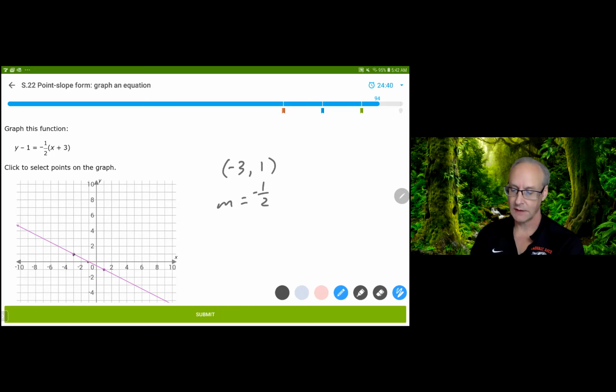And I could count it again and again. It goes pretty quickly if you get good at this. I just want to double check. -3, 1, which is right there, and a slope of -1/2. It looks good. Yep.